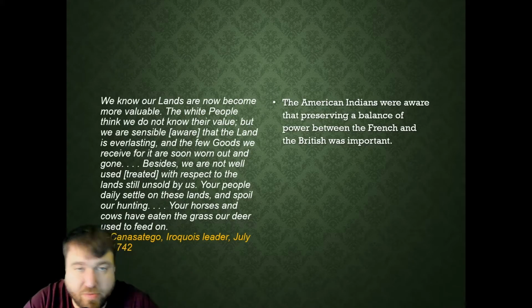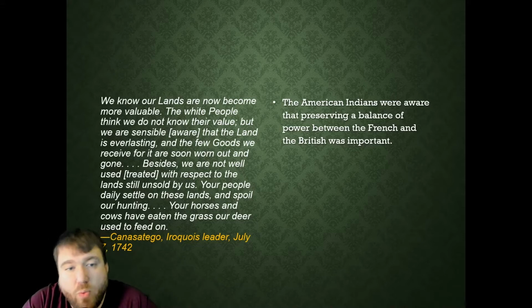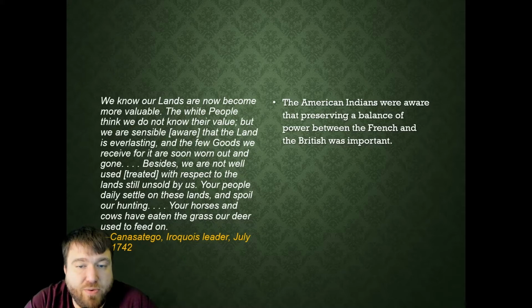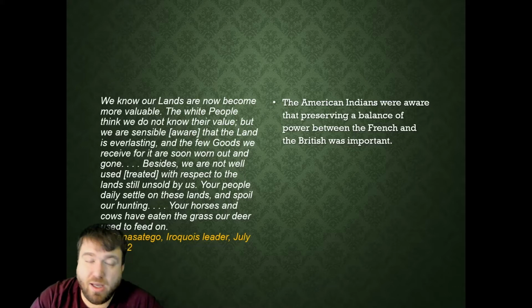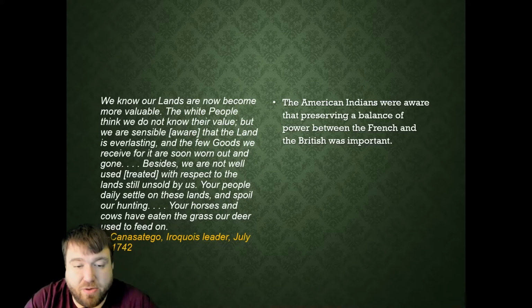Now, here's a quote from the Iroquois leader. "We know our lands are now become more valuable. The white people think we do not know their value, but we are sensible that the land is everlasting, and the few goods we receive for it are soon worn out and gone. Besides, we are not well used with respect to the lands still unsold by us. Your people daily settle on these lands and spoil our hunting. Your horses and cows have eaten the grass our deer used to feed on." And that is a quote from Canasatigo, the Iroquois leader, on July 7th, 1742.